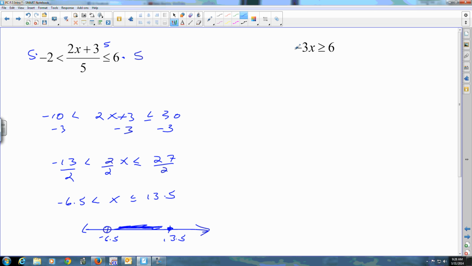Remember that when you divide across an inequality with a negative number, or multiply across, the inequality has to turn around. It's called changing the sense of the inequality. It has to change directions.